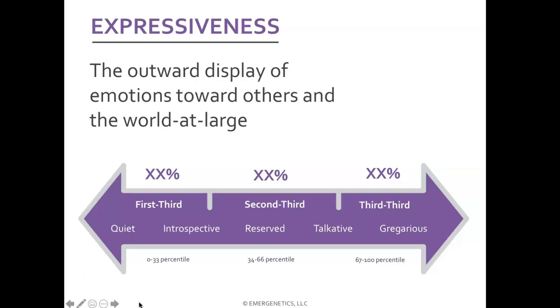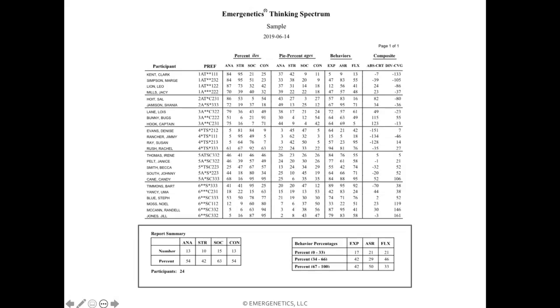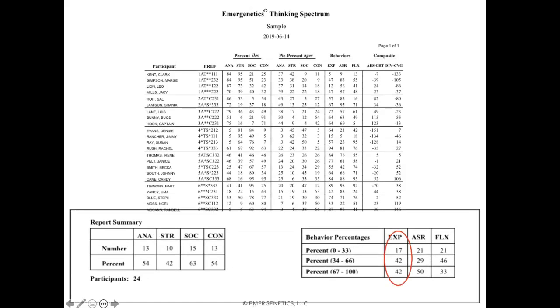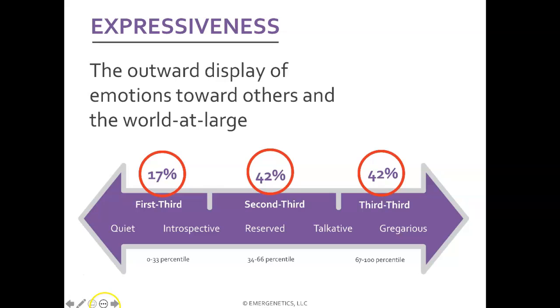Here's an example of how to customize the behavior slides using the expressiveness slide. Reference the behavior portion of the report summary on the thinking spectrum and look at the expressiveness column. This table shows that 17% are first-third expressive, 42% are second-third, and 42% are third-third expressive. Go to the expressiveness slide and populate the percentages accordingly.